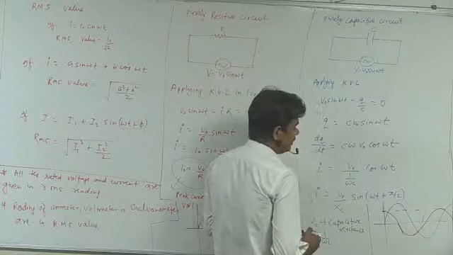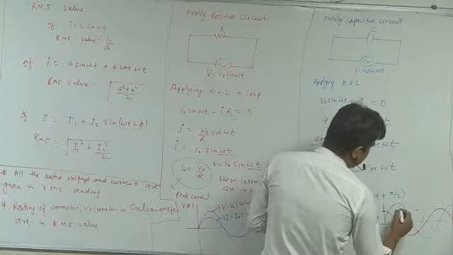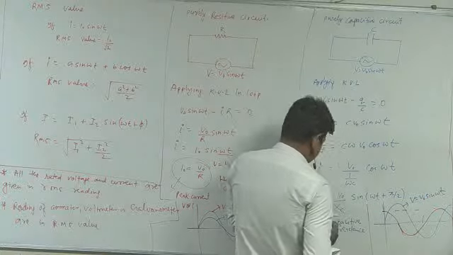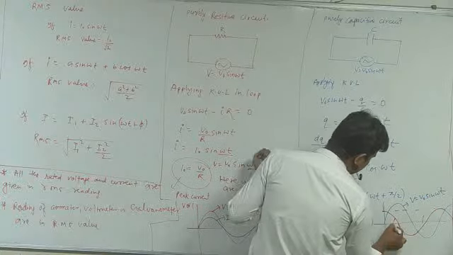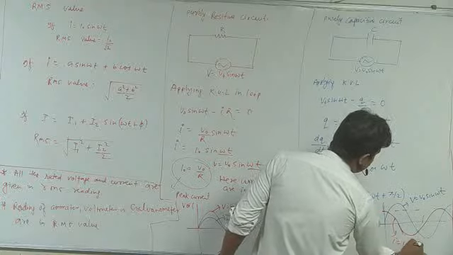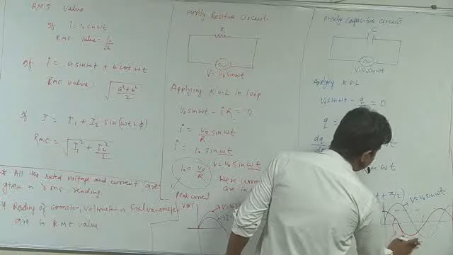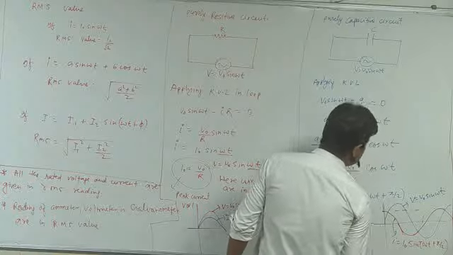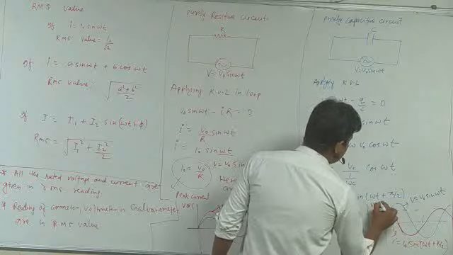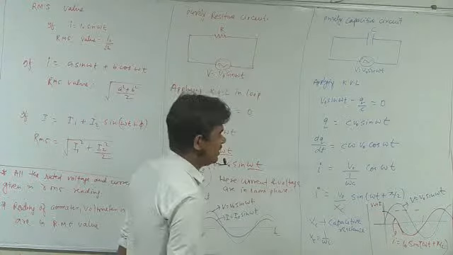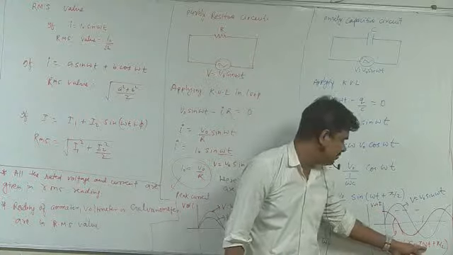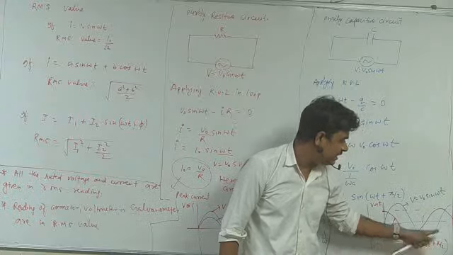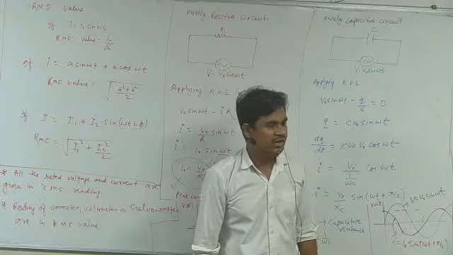Did you get my point? This is your V equals V naught sine omega t, and this is your I equals I naught cos of omega t, or sine of omega t plus pi by 2. So here current leads the voltage. By how much angle? What is the phase difference between them? Which one is more? Omega t plus pi by 2. So current leads the voltage by a phase angle of 90 degrees.